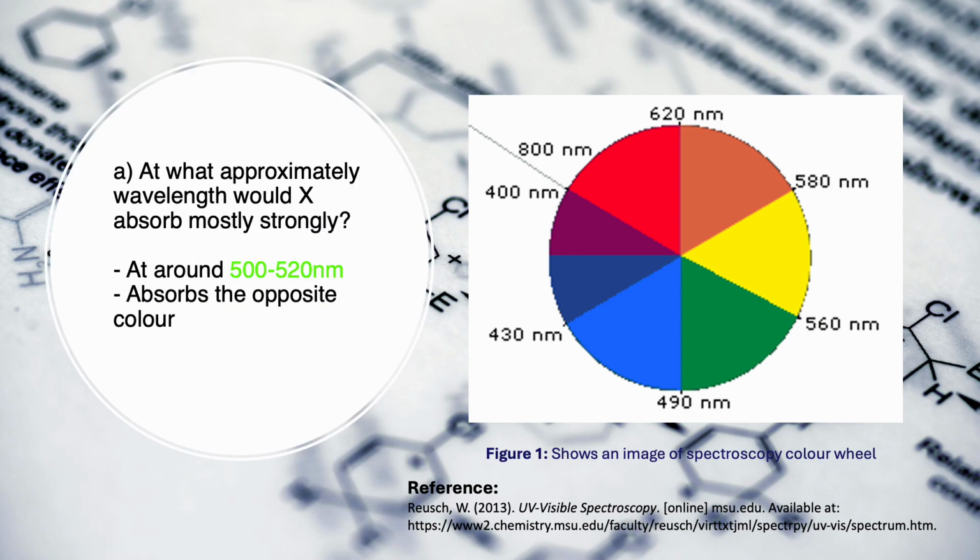Part A. At what approximate wavelength would X absorb most strongly? X would absorb greatly at around 500 to 520 nanometers, which is in the green region over here. The color visible to us is complementary to the green light which is being absorbed. So if green light is being absorbed, then red light is being transmitted back to us, and that is what we were able to see.